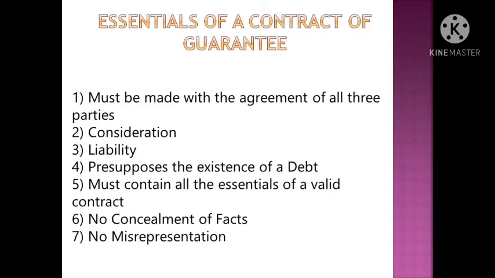Third is liability. In the contract of guarantee, the liability of the surety is secondary. This means that since the primary contract was between the creditor and the principal debtor, the liability to fulfill the terms of the contract lies primarily with the principal debtor. It is only on the default of the principal debtor that the surety is liable to repay.